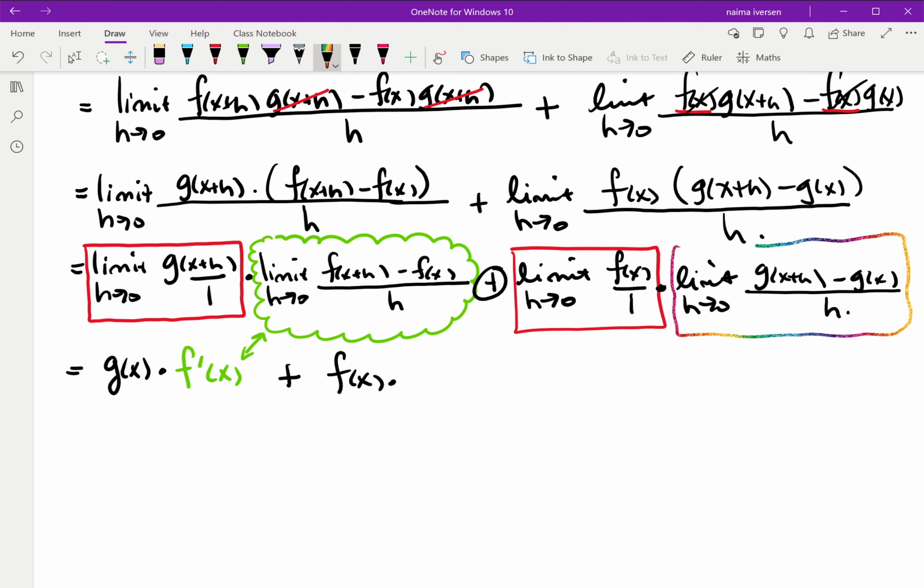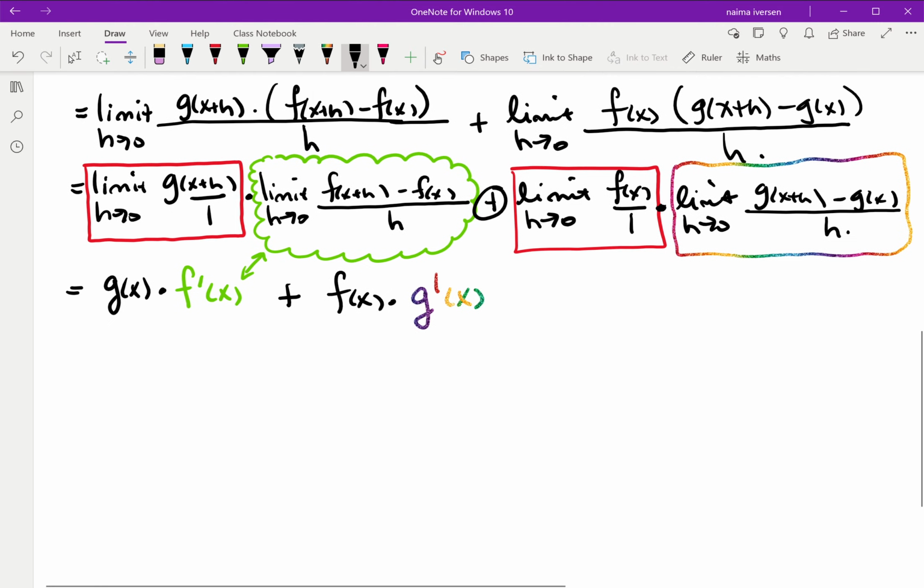We've got this guy. This is very similar to what I see here in green. In green, we've got the limit as h approaches 0 of f of x plus h minus f of x over h, and that was f prime of x. In rainbow, I've got the limit as h approaches 0 of g of x plus h minus g of x over h, and that's going to give me g prime of x. So that, in a nutshell, is what the product rule tells us to do.